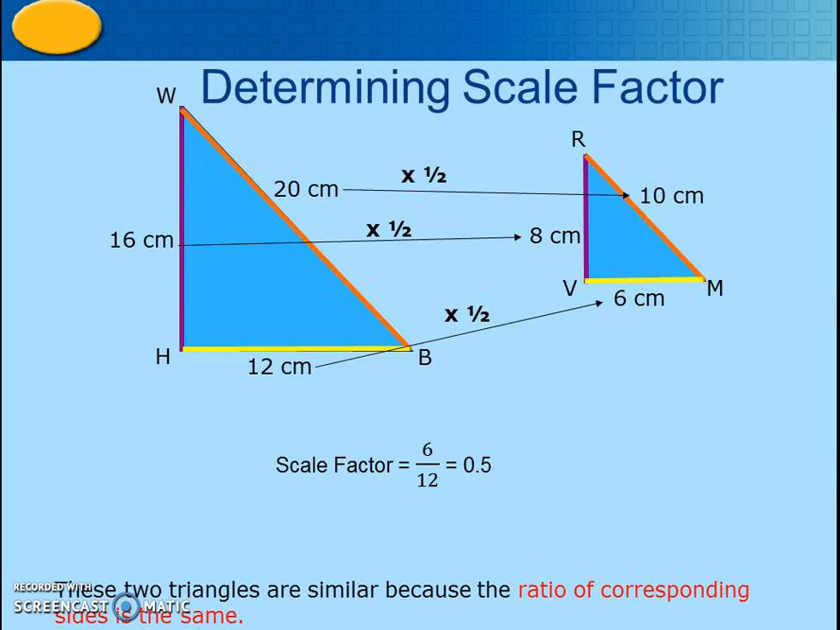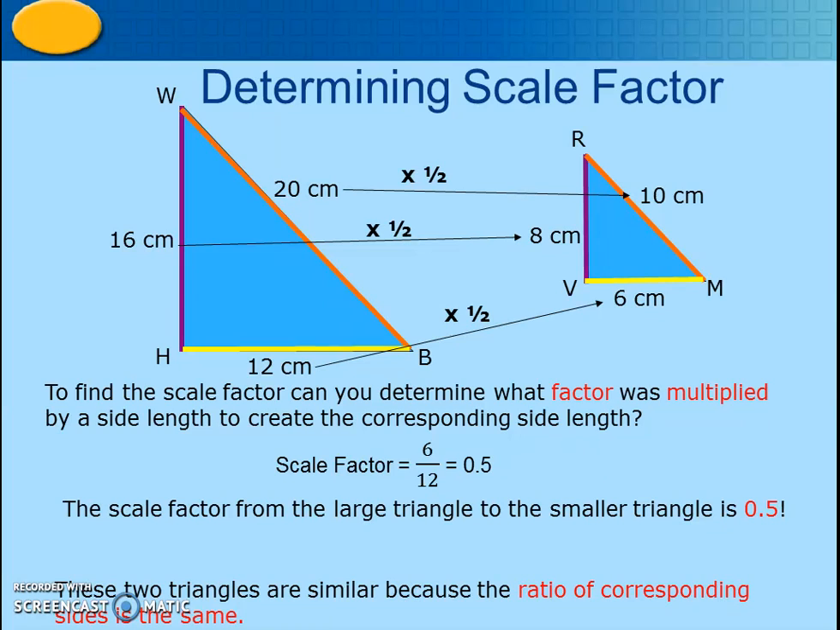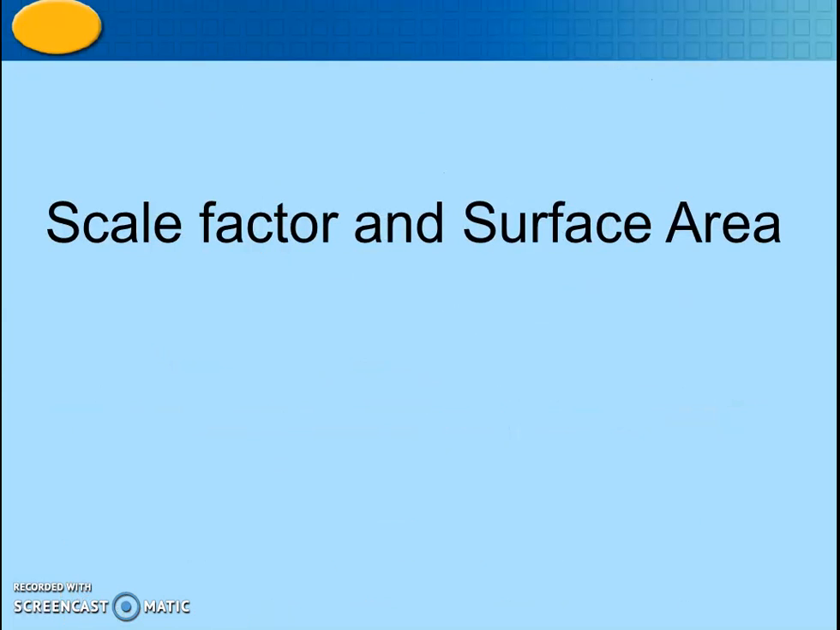These two triangles are similar because the ratio of corresponding sides are the same. To find the scale factor, we've done that already. So we can say that the scale factor from the large triangle to the smaller triangle is 0.5. And we can write it as a ratio of 1 to 0.5, or you could write it as 2 to 1, which is probably the better way to do it.